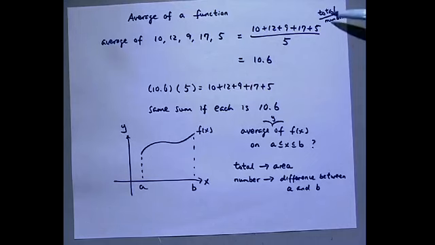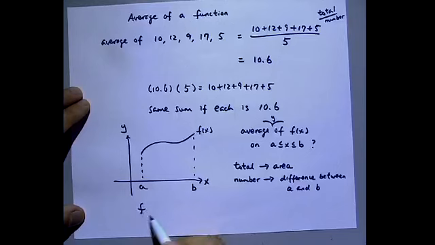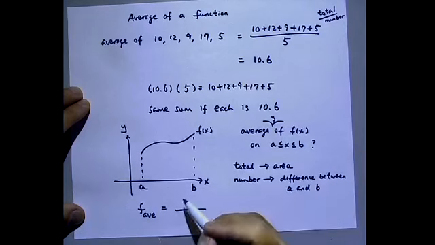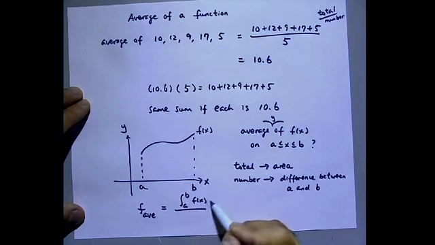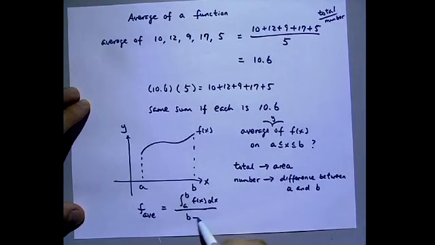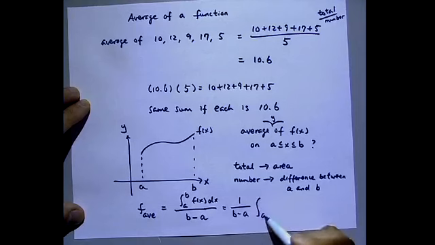Then the average is calculated exactly the same way. So the average of a function is total, which becomes area, which is an integral from a to b, f of x dx, divided by the difference between a and b, and that's b minus a. Or more often, you'll see it written this way.